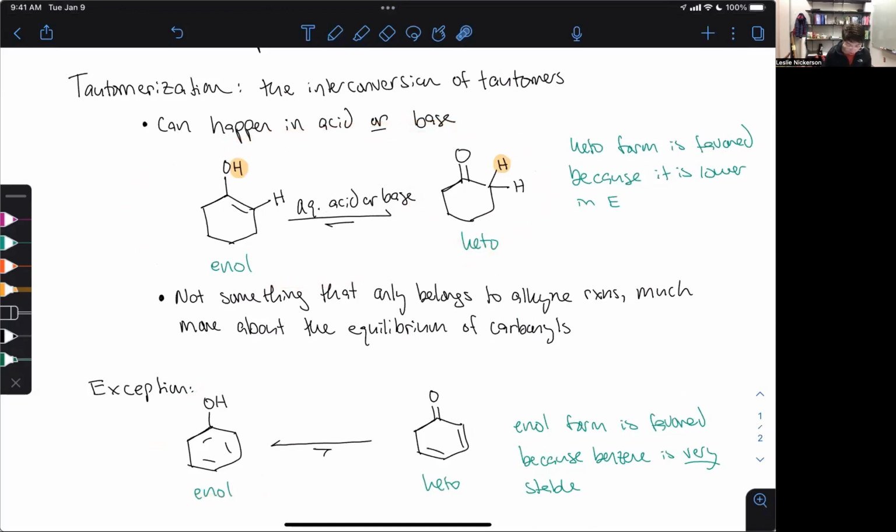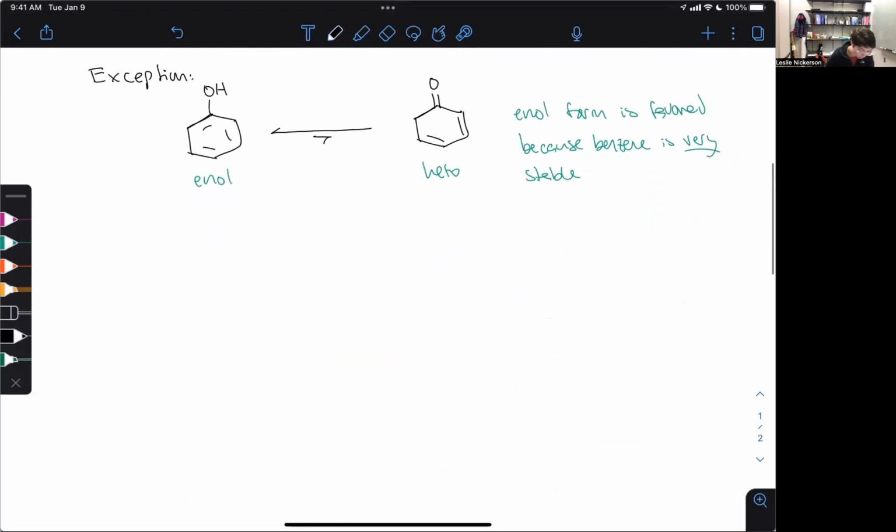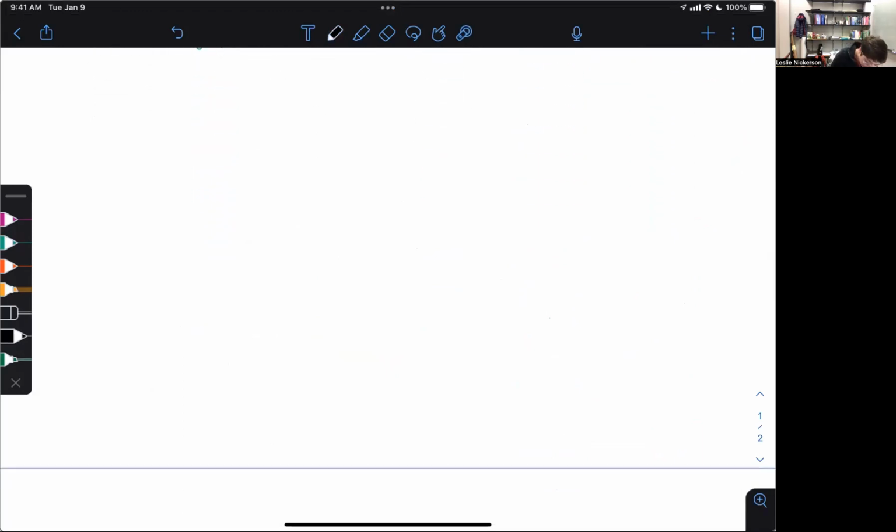It is important to keep in mind that this tautomerization process and tautomers don't have anything to do with alkyne reactions. It's really a lot more about the equilibrium of carbonyls, in the fact that there are a lot of acid-base reactions that can occur to switch between these two tautomer possibilities. So let's go ahead and talk a little bit more about the mechanisms of tautomerization. I just want to drive home that acid or base can both happen here. We'll start with some acid examples.